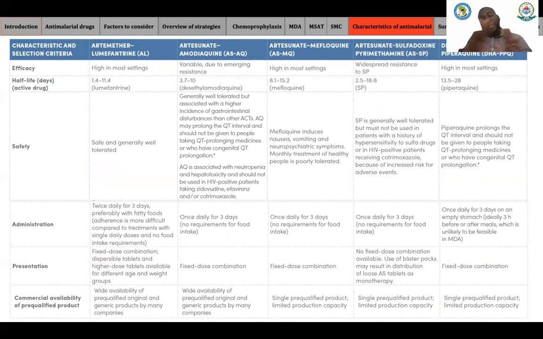So once you look at all these factors, then you can decide, okay, given my setting, given what I want to target, whether it's control, which drug will be useful.